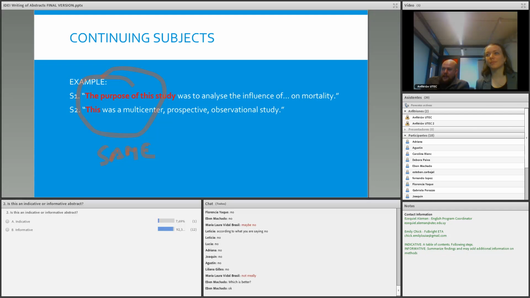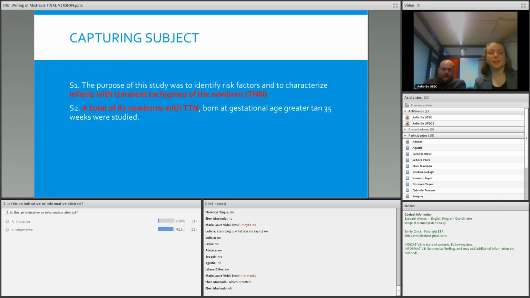Second option is, you could also capture the subject. So what that looks like is the first sentence will say, the purpose of this study was to identify risk factors and to characterize infants with transient tachypnea of the newborn, or TTN.